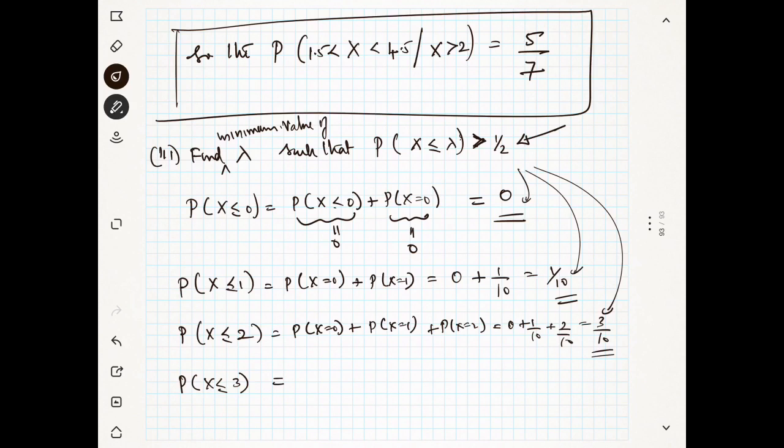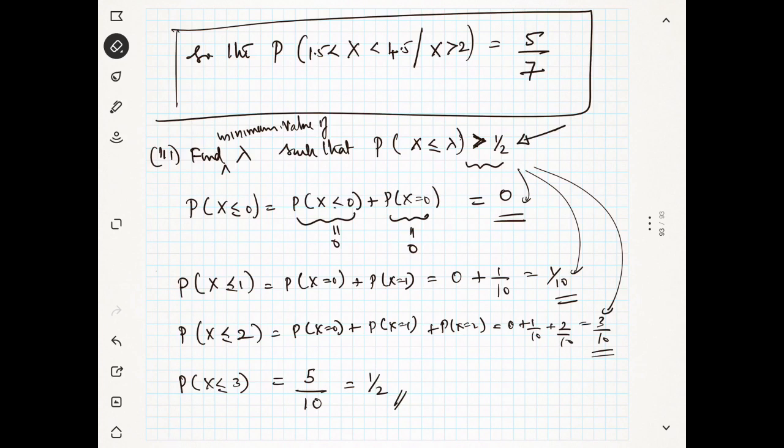So what is the probability that x is less than or equal to 3? If you continue like this, you will get 5 by 10, which is equal to 1 by 2. But you see here, according to the question, it is given as greater than, it is not greater than or equal to. So again we cannot take this.